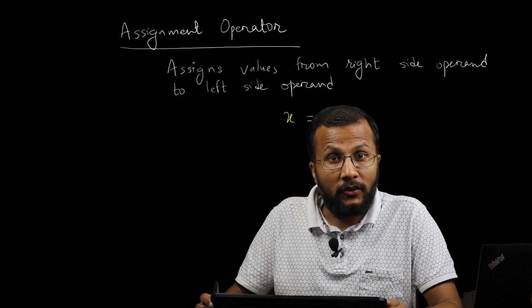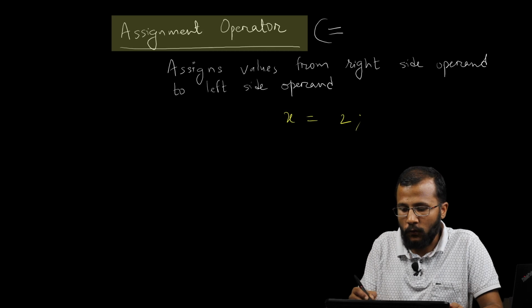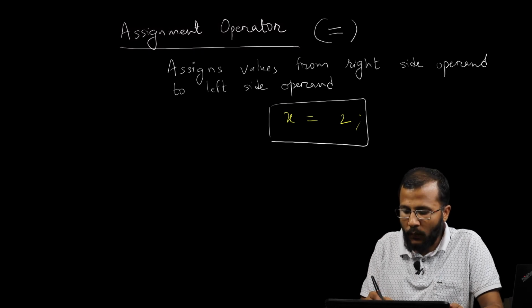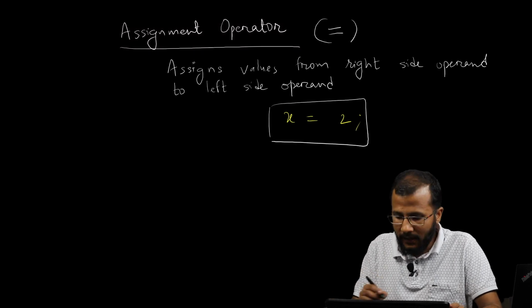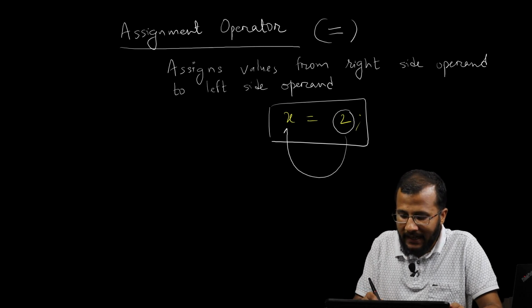In this lecture, we are going to talk about the assignment operator. Now, the assignment operator is this equals to. You may have seen an expression like this, wherein we write x equals to 2. Here, we're actually trying to assign the right hand side value to the left hand side variable.